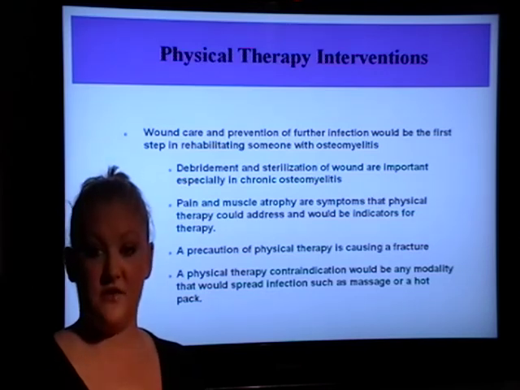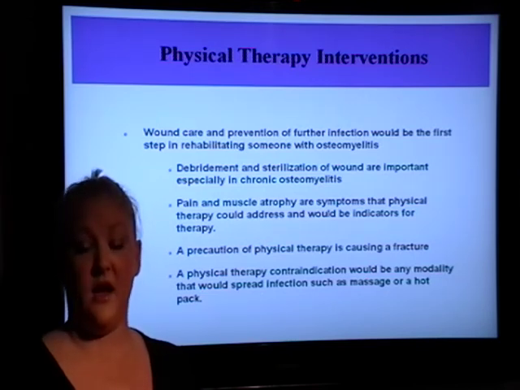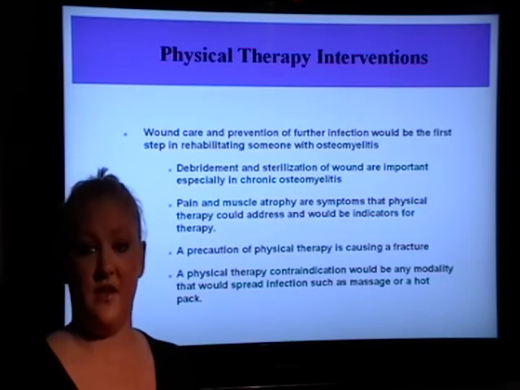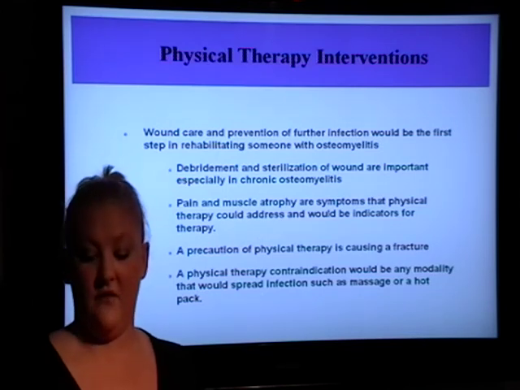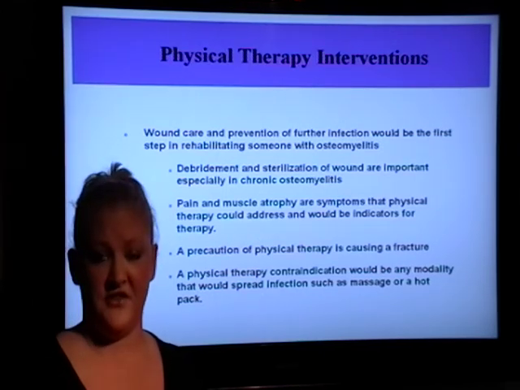A precaution of physical therapy would be not to cause any more bone fractures, and to make sure that the infection does not spread. A physical therapy contraindication would be anything that spreads the infection, such as a hot pack.